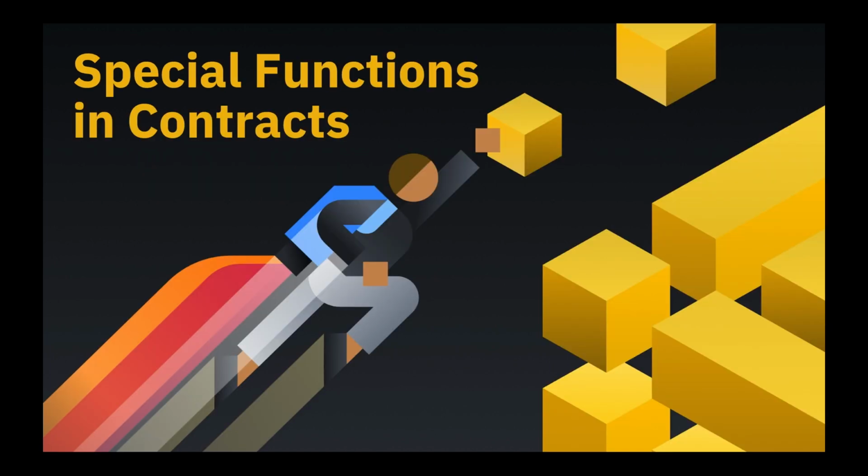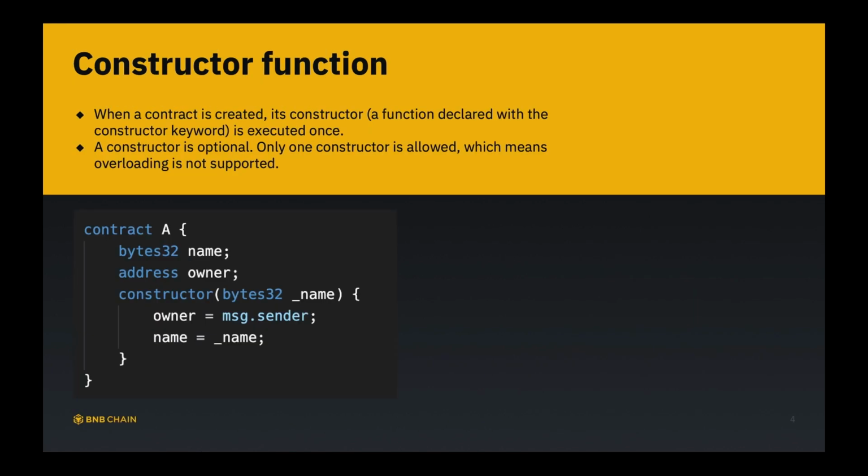First, we'll go over some special functions in contracts. The first one is the constructor function. The constructor function is the one that will be executed when the contract is created. One contract can only have one constructor function or none, so it is optional. Only one constructor is allowed, so no overloading is supported. One example is given below.